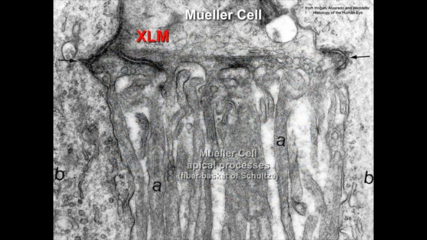Microvillus processes on the apical surface of the Mueller cells also project into the subretinal space. These are called the fiber basket of Schultze.